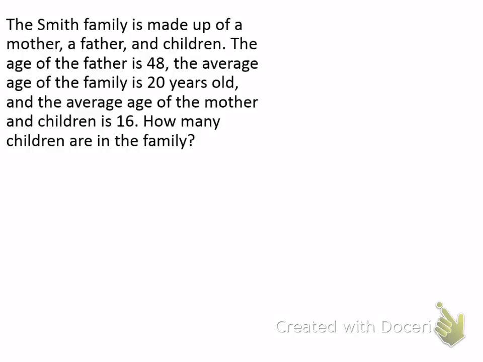The Smith family is made up of a mother, a father, and children. The age of the father is 48, the average age of the family is 20 years old, and the average age of the mother and children is 16. How many children are in the family?